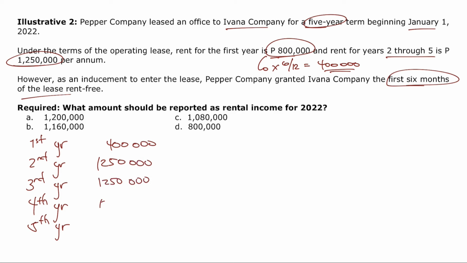Year 1 lang tayo mabait. Ganun din naman yung boyfriend mo, di ba? Year 1 lang mabait. Okay? Joke lang.